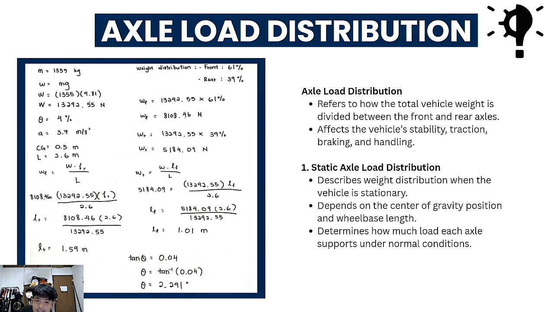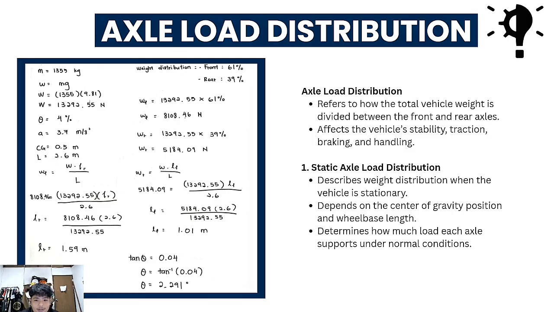So the first question is the axle load distribution. The axle load distribution refers to how the total vehicle weight is divided between the front and rear axles. The axle load distribution affects the vehicle's stability, traction, braking, and handling. The static axle load distribution describes weight distribution when the vehicle is stationary, and it depends on the center of gravity position and wheelbase length. And it also determines how much load each axle supports under normal conditions.